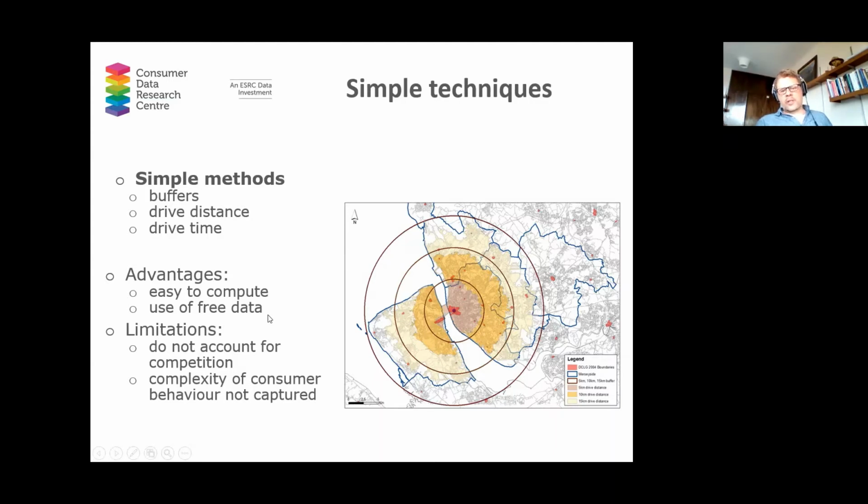But there are also clear limitations of using that method. Basically, using these simple techniques, we do not account for competition very well. If you look at this map, we assume that everyone living in those areas will shop in Liverpool city center, which obviously is not the case, because if you live in the Wirral, you're very likely to shop in Birkenhead. If you live in the St. Helens area, you're very likely to shop in St. Helens, and so on. Also, the complexity of consumer behavior, the sort of attractiveness concept which we talked about before, is not captured pretty much at all in here.